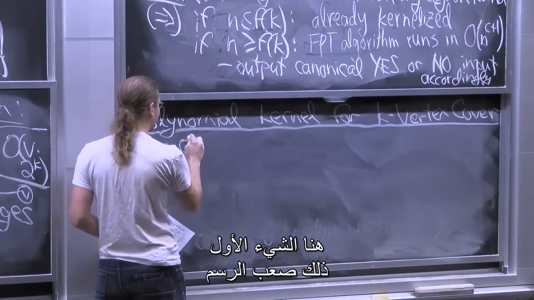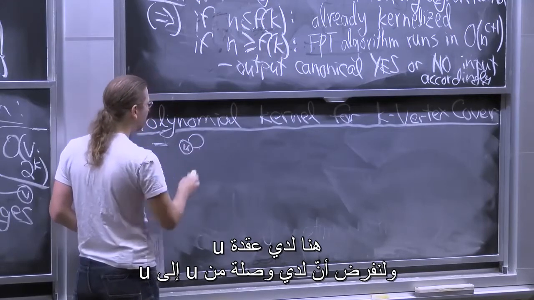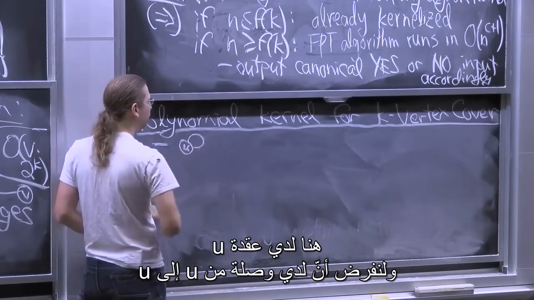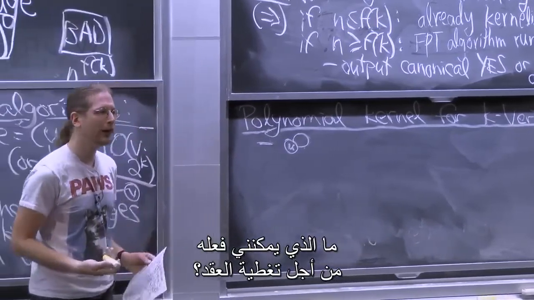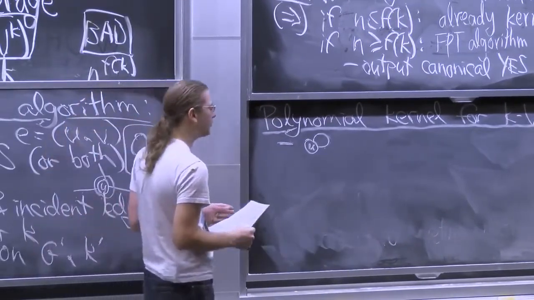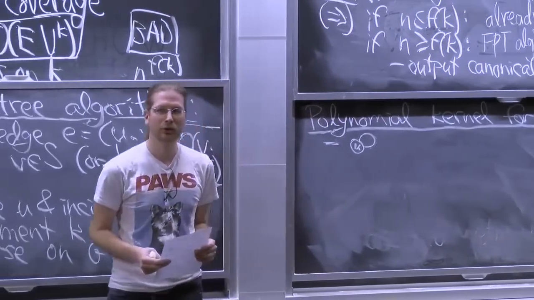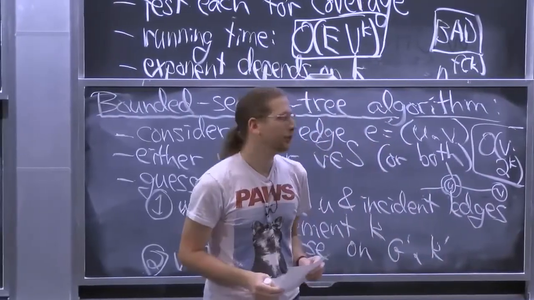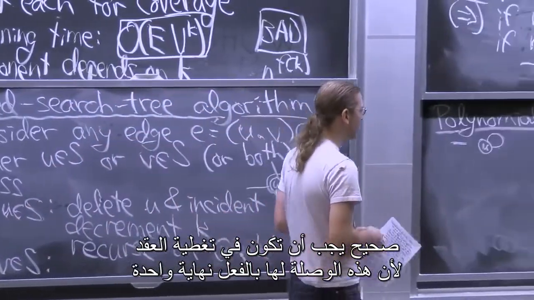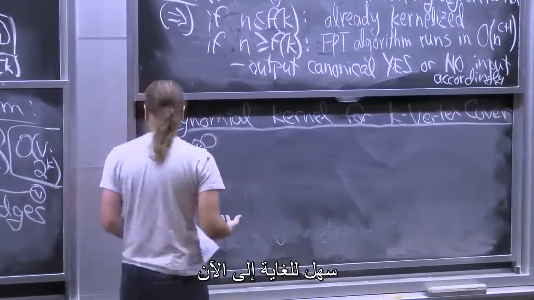So here's the first thing. This is hard to draw. So here I have a vertex, u, and suppose I have an edge connected from u to u. This is called a loop. What can I do from a vertex cover perspective? What can I conclude about this picture? Right, u must be in the vertex cover, because this edge really only has one endpoint. Okay, so far so easy.